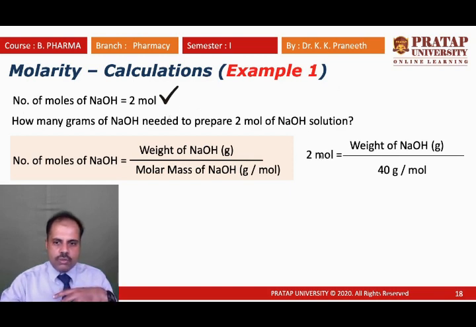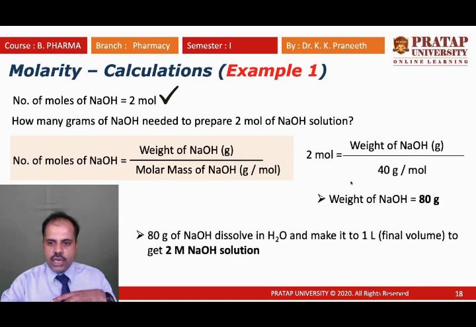Okay, this one we have calculated, and this is already known in the literature or on the internet. You can find out the molar mass of sodium hydroxide. And the weight now we can calculate. 40 into 2 is 80. We will get 80 gram, right? The weight of sodium hydroxide will be 80 gram.